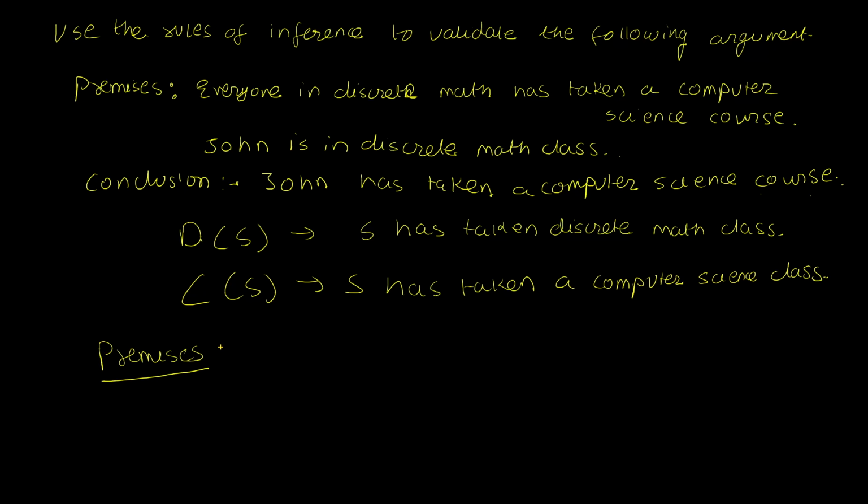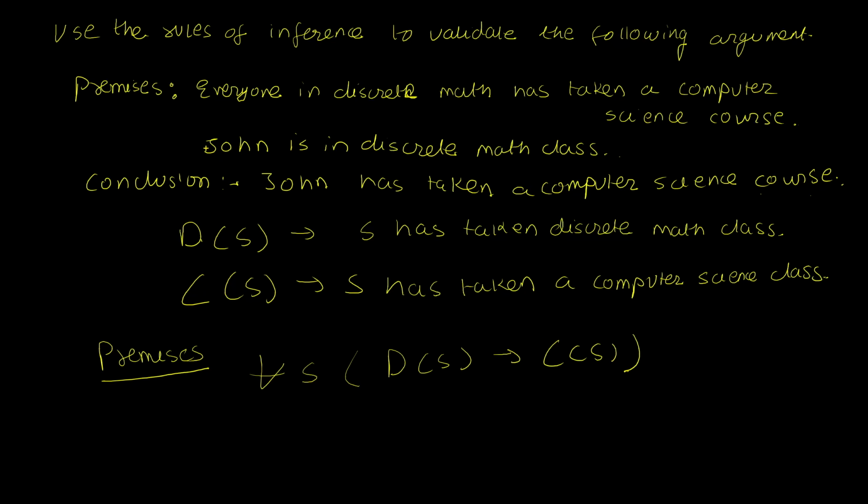And if you are unsure how to convert these sentences into predicates, we have discussed that in the translation of English sentences into predicate logic. So we'll borrow the concepts from there and write our premises. The first premise that I want to write is: for all students, if that student has taken a discrete math course, they have also taken a computer science course. So I can say D of S implies C of S.